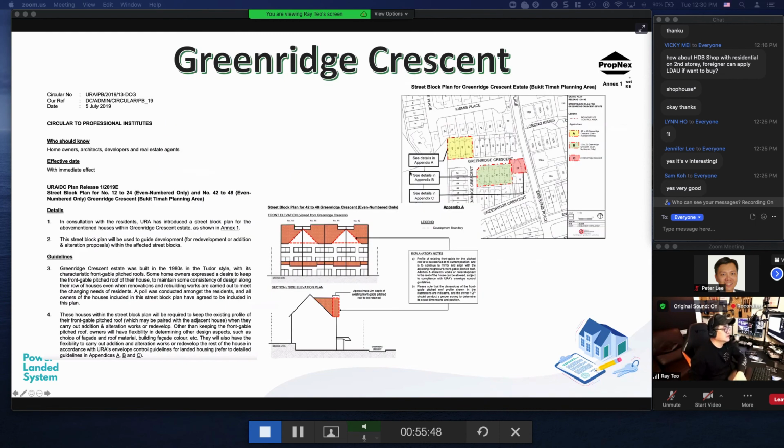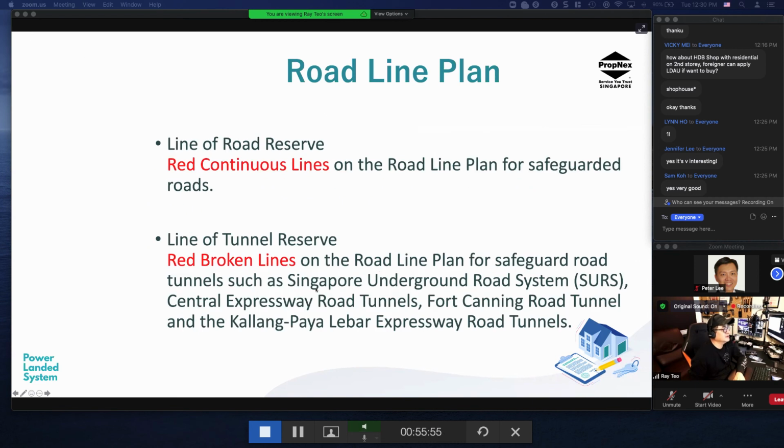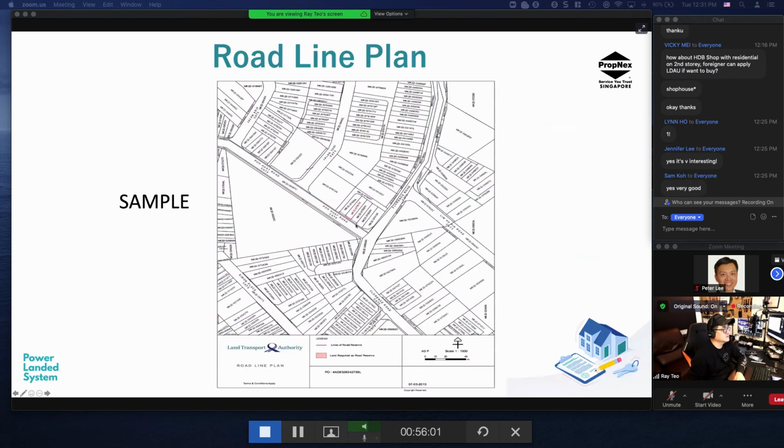Okay, so here, the road line plan I already explained. How to go there, road line plan. I'll show you the actual example. This one, Cat 1 to Cat 5, I already put in the notes for you. Wait, this is the actual example. This is a real road line plan. I know it's very small. I'll zoom in for you on the next page.